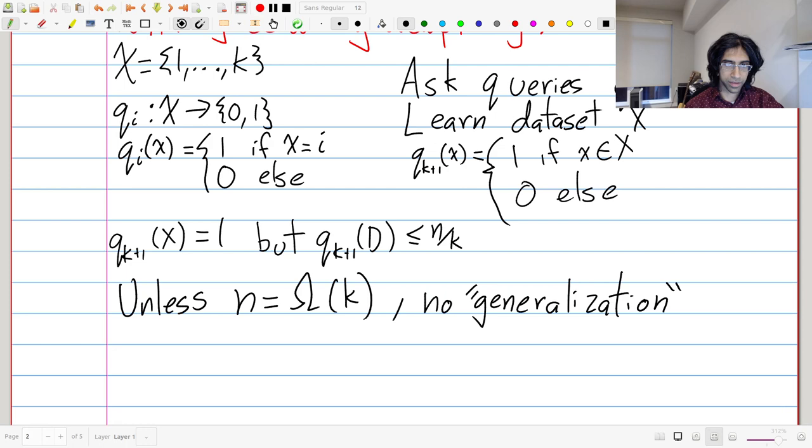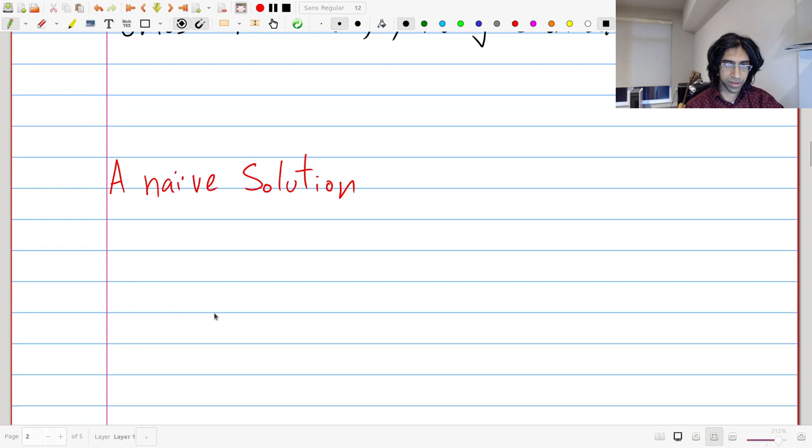So, okay, there's a naive solution we can do. The naive solution is what's known as sample splitting.